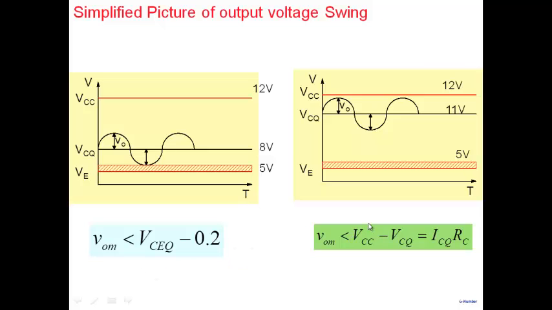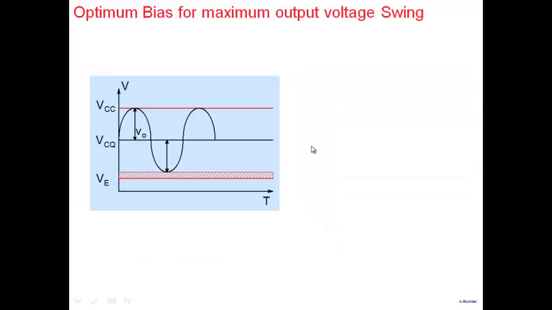Okay. So now what would be an optimum bias point? What would you like to do? As we said, if the bias point is very close here, then this is determining the swing. So obviously you would like to put the bias point somewhere in the middle. Okay, so that's what you would do here.